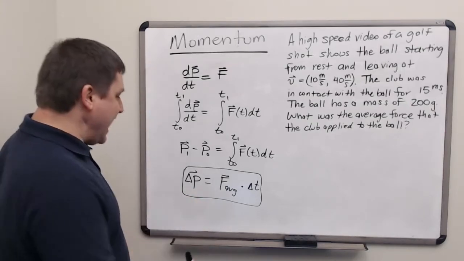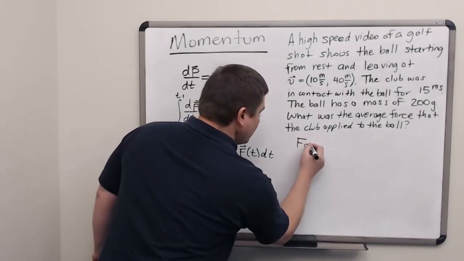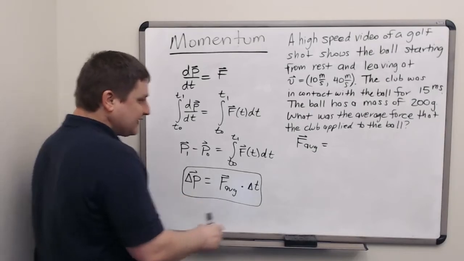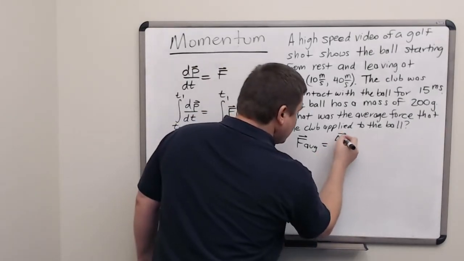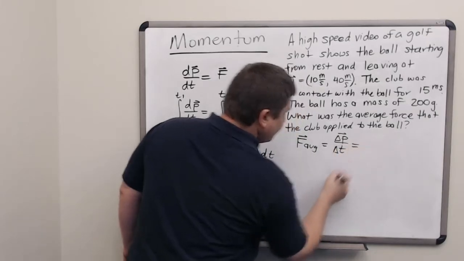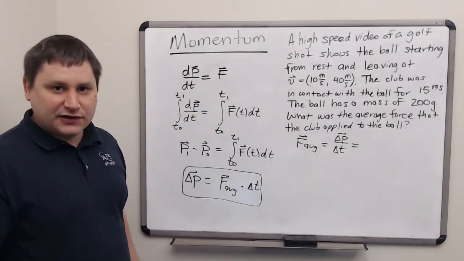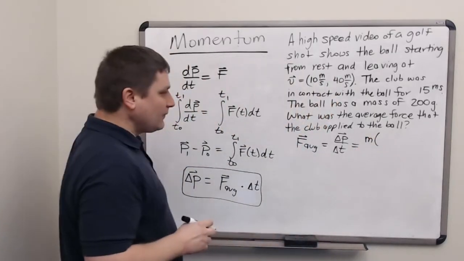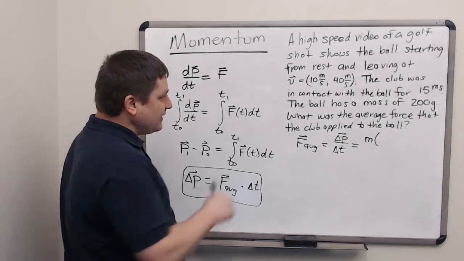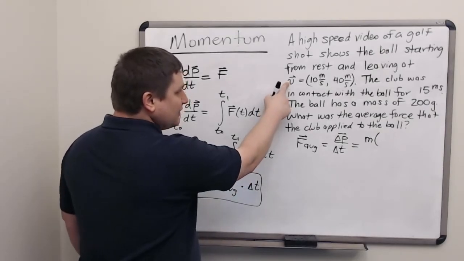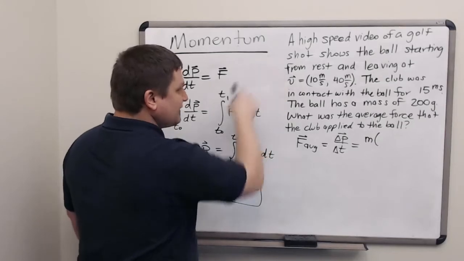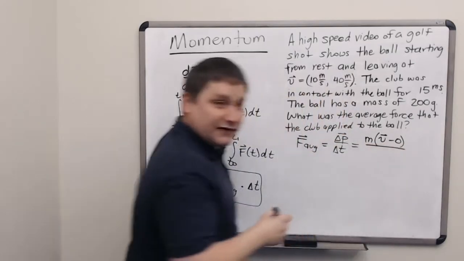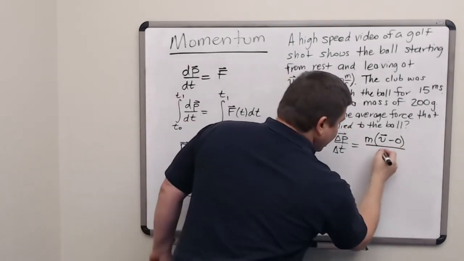So here we're looking for the average force vector. And that could be found from this by dividing both sides by delta t. And the change in momentum here is due to the change in velocity. Momentum is mv. So my change in velocity is this final velocity here, leaving at, and the initial velocity, which is 0. So I'll just have v, as given by the problem, minus 0 for an initial velocity, all divided by delta t.